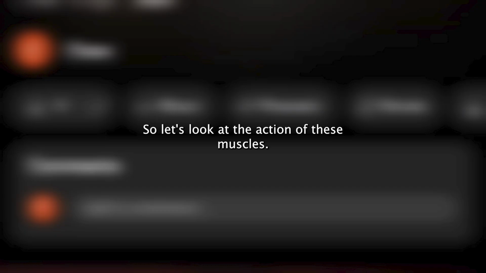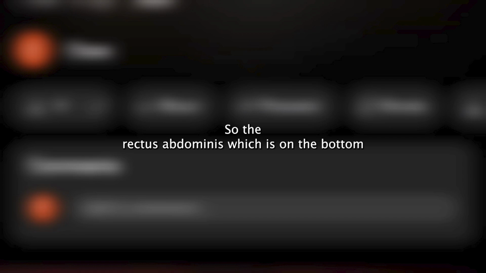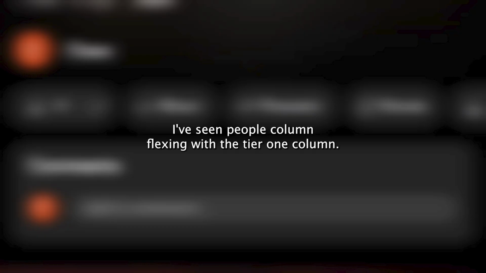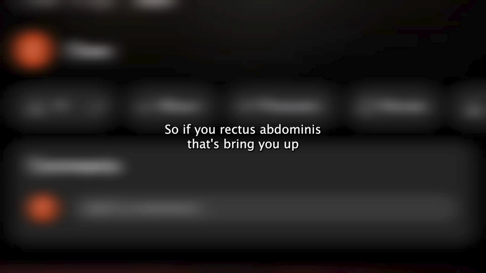So let's look at the action of these muscles that you have to know. Okay, so the rectus abdominis, which is on the bottom, flexes the vertebral column. So how many people here do a sit-up? What are you actually doing? Flexing the vertebral column. So it's the rectus abdominis that's pulling you up. And that's why it has that action. And that's why you do a sit-up.